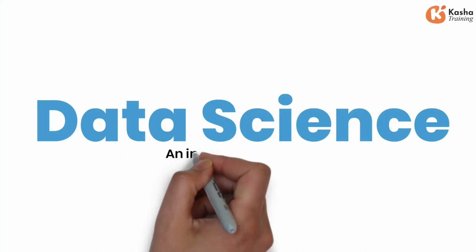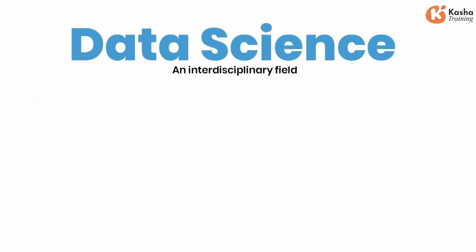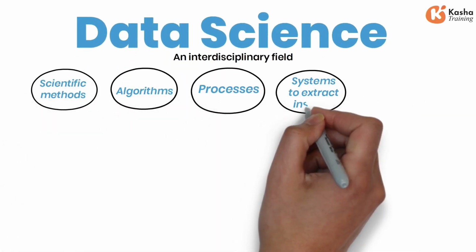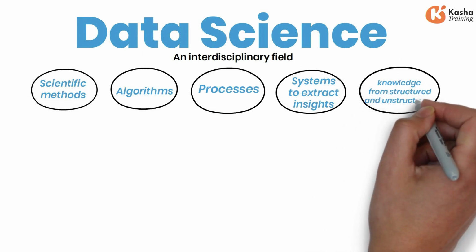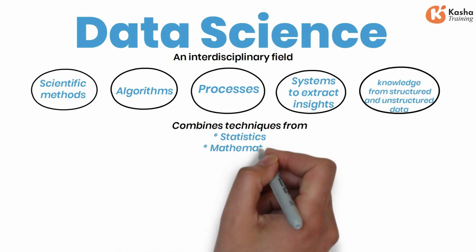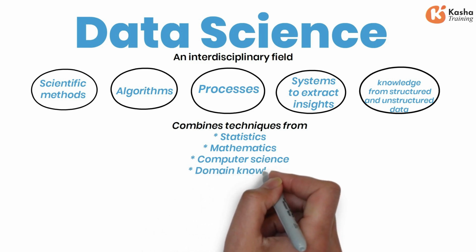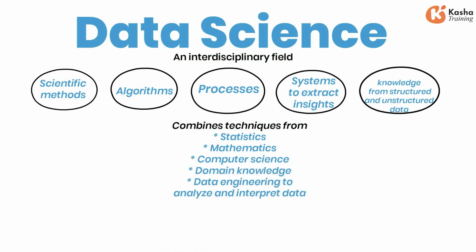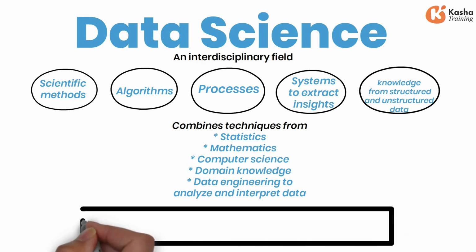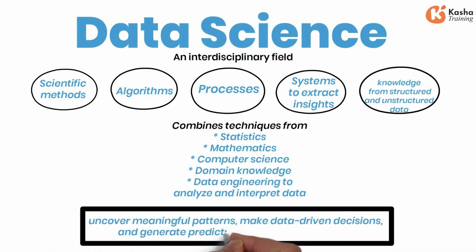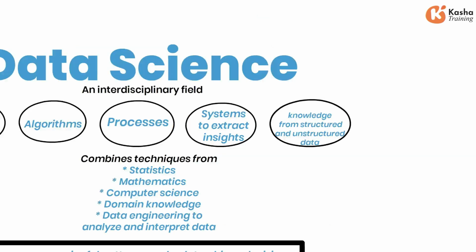Data science is an interdisciplinary field that involves the use of scientific methods, algorithms, processes, and systems to extract insights and knowledge from structured and unstructured data. It combines techniques from statistics, mathematics, computer science, domain knowledge, and data engineering to analyze and interpret data. The primary goal of data science is to uncover meaningful patterns, make data-driven decisions, and generate predictions or recommendations.